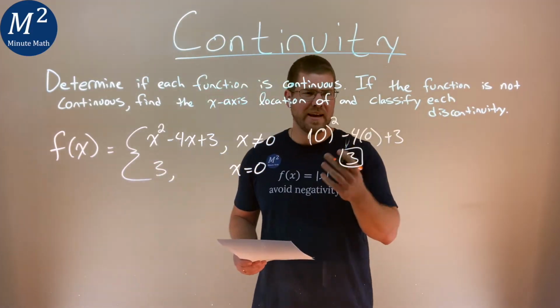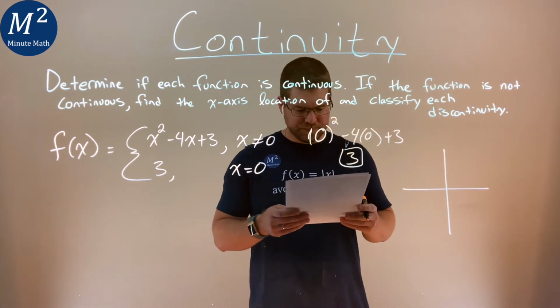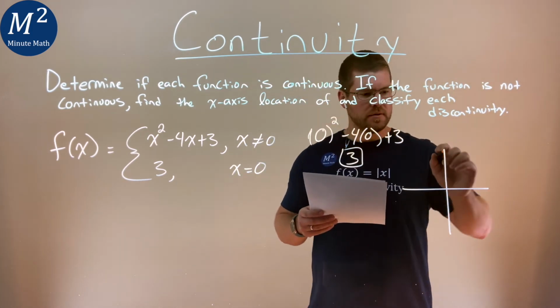So what does this look like on a graph? We have a quick sketch here. We have a parabola here. And the parabola of our function kind of does something like this.